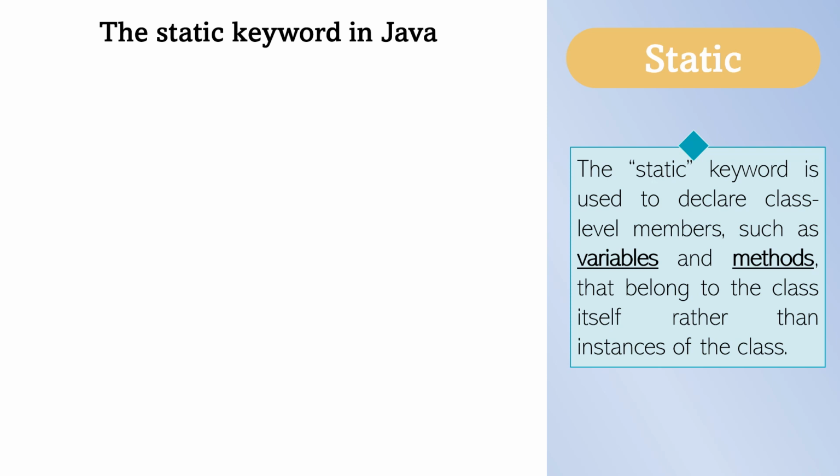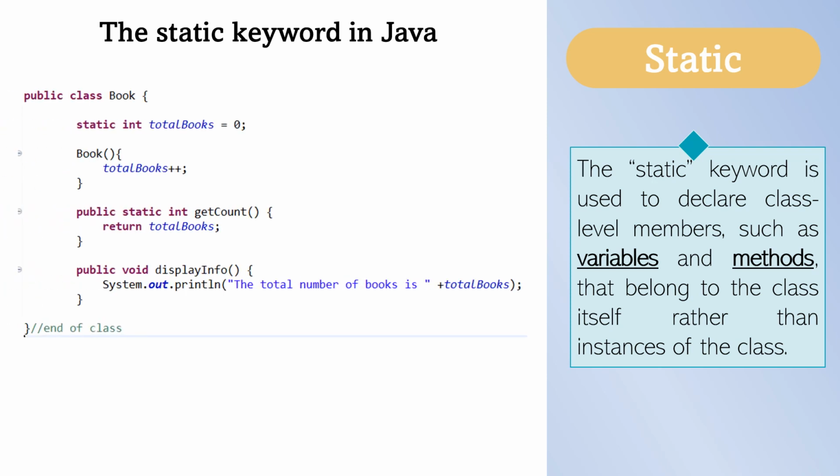Okay, let's take a look at this example. Consider a class called Book that has a static variable called totalBooks to keep track of the total number of books. Each time a new book object is created, the totalBooks variable is incremented. Since totalBooks is a static variable, it is shared among all instances of the class.